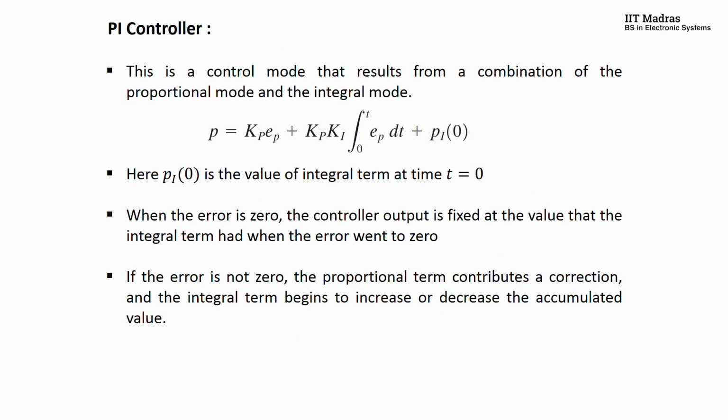So let's quickly see what PI control is. As I told you, it combines the proportional mode and the integral mode. Of course, this P_I(0) is from the last value of the integration, the previous value of the integration where the error went to 0. So it combines the advantages of both the proportional control and the integral control.